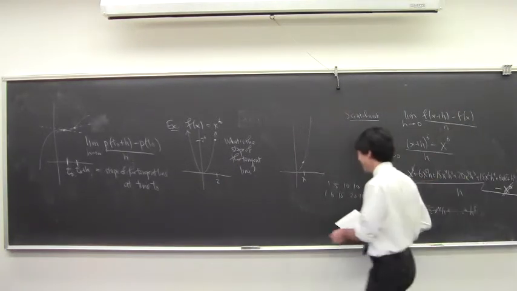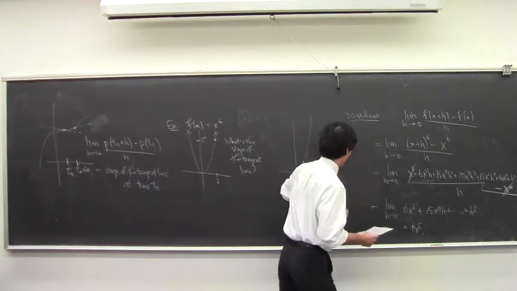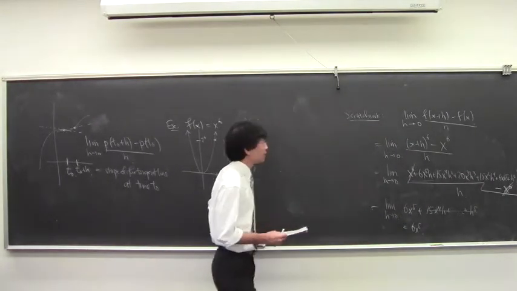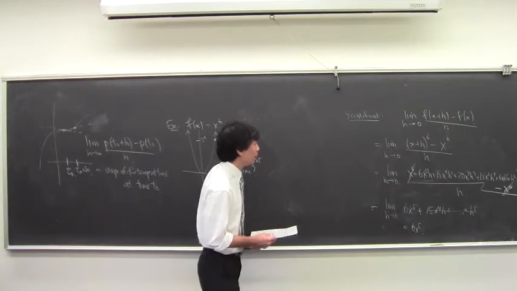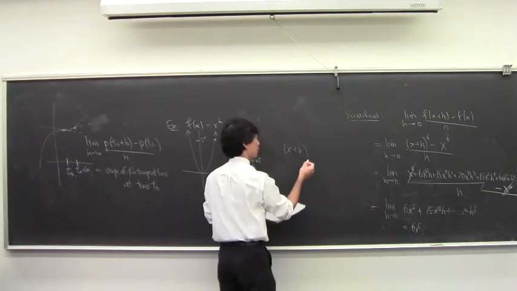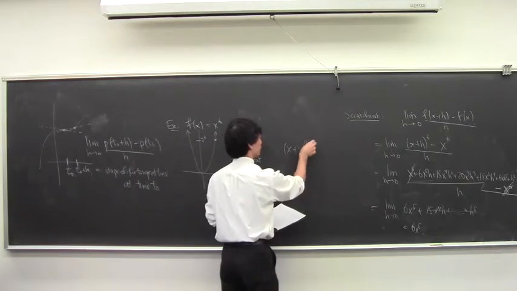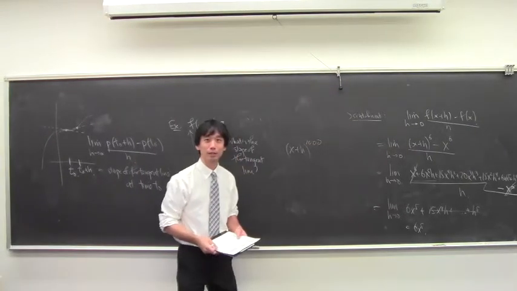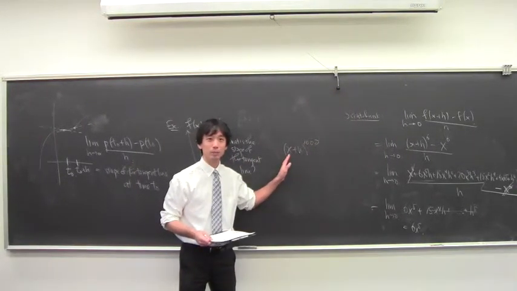So that's okay if you write it like that? Well, you see, what if we were doing x plus h to the 1,000?